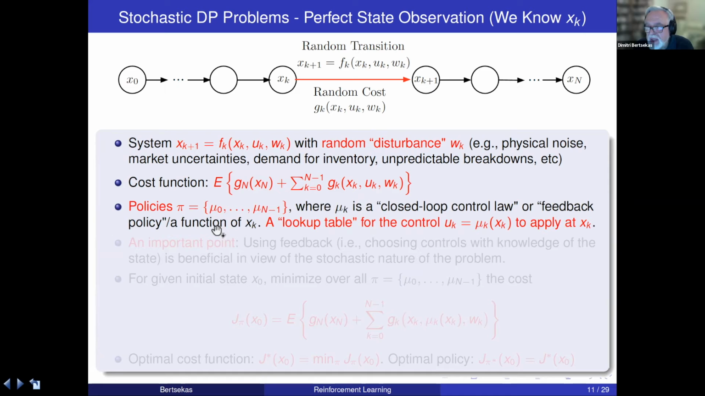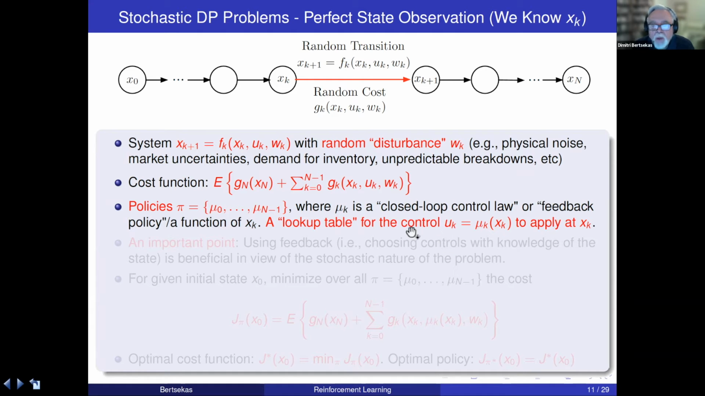And we consider policies. Policies are different than controls. They're rules to select controls. And a policy pi consists of n functions from state to control. It tells us what control to apply at any given state. So it's like a lookup table. For every possible state, it gives you the control to apply. And this is what we call a policy for a given stage k, and the overall policy is the set of all policies for the n stages.